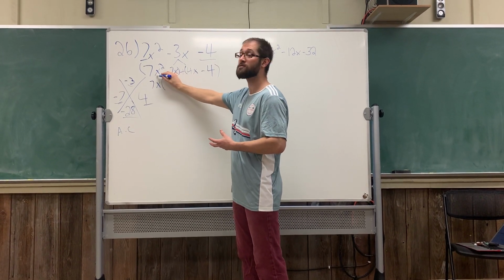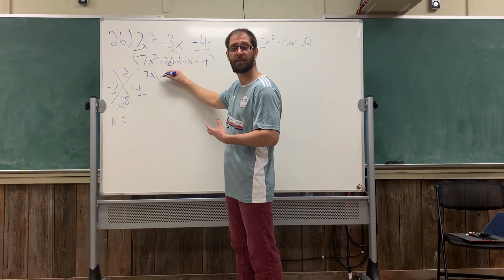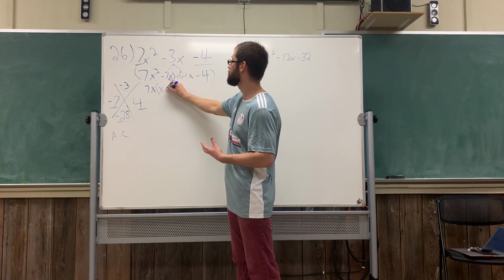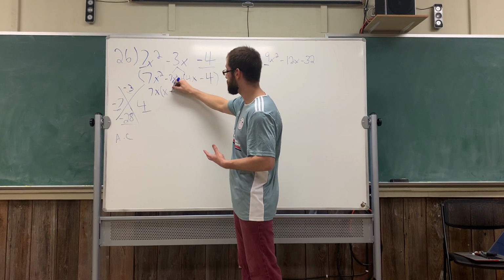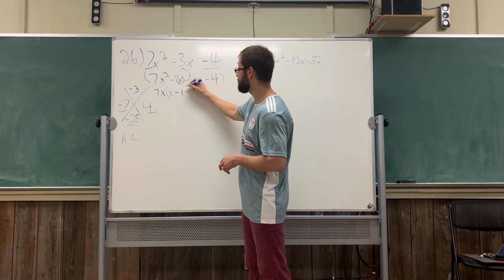When I divide this by 7x, 7 divided by 7 is 1. I don't even need to put that, right? X squared divided by x is x. When I divide negative 7x by 7x, I get negative 1.